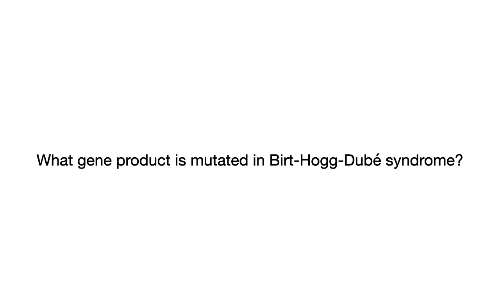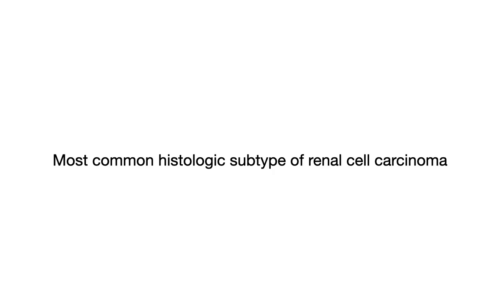This is a syndrome characterized by a constellation of skin tumors, pulmonary cysts, and renal tumors. Birt-Hogg-Dube syndrome. What gene product is mutated in Birt-Hogg-Dube syndrome? Folliculin. What is the most common histologic subtype of renal cell carcinoma? Clear cell carcinoma. These are characterized grossly by a yellow appearance, and these tumors are highly hemorrhagic because these are very vascular tumors. Microscopically, they present with large cells with abundant cytoplasm that is vacuolated.